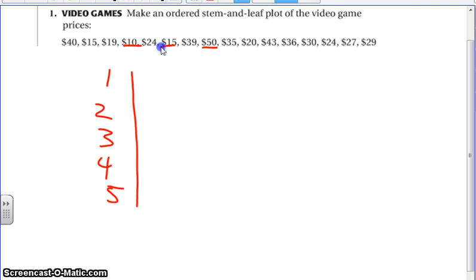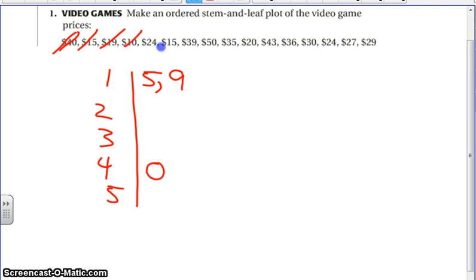Okay. So now we're going to start by making just an unordered stem and leaf. We're just going to start at the front of our list and say, here's a $40 video. So cross it off, and we can represent it by putting a leaf of 0 next to the stem that represents the 40s place, right? And we have 15, so we'll put a leaf of 5 next to the tens place. We have a value of 19, so now rather than writing 19, do you see we just put a 9 next to the 5 leaf? Do you see that? So now we have 15 and 19 on that stem.